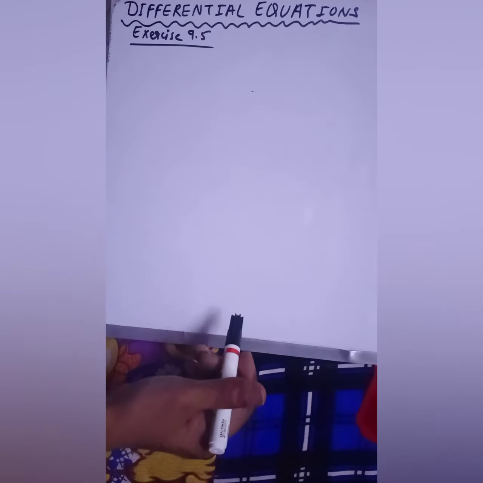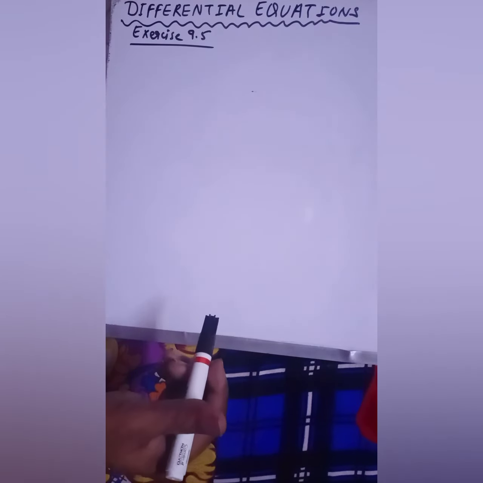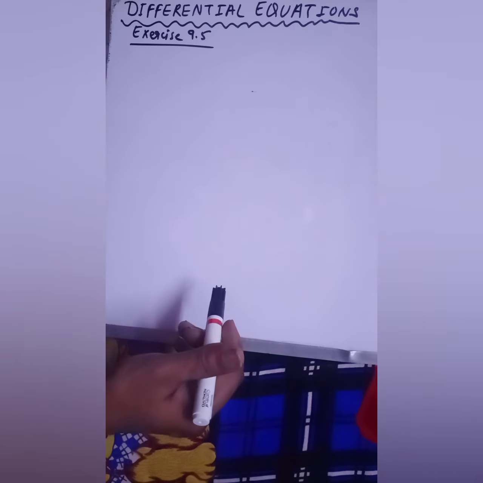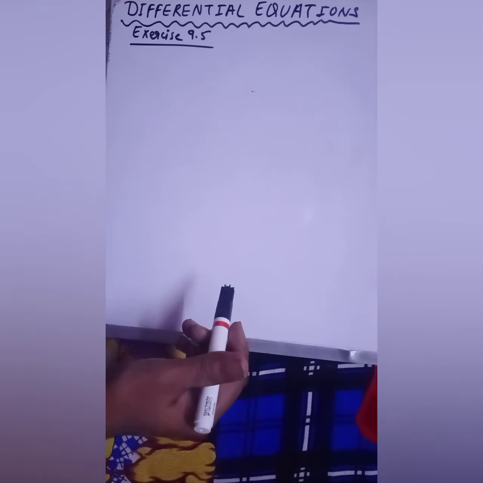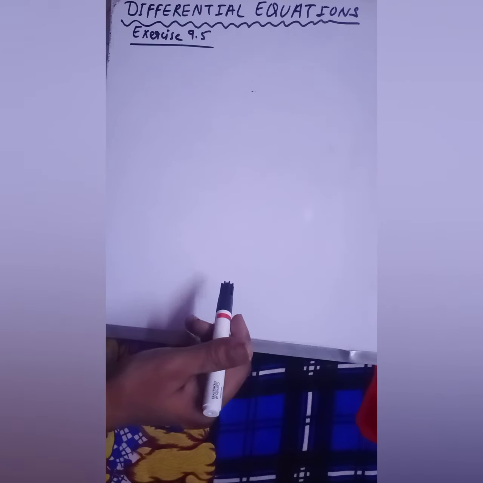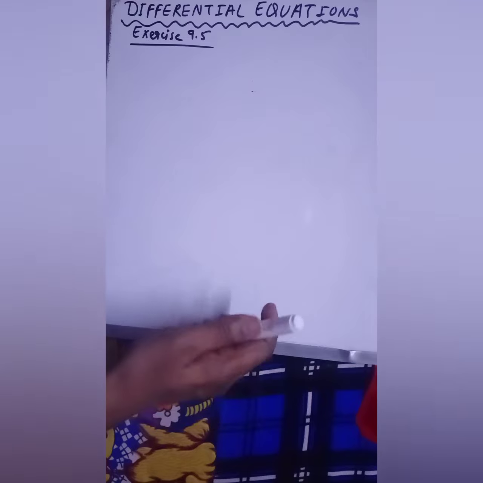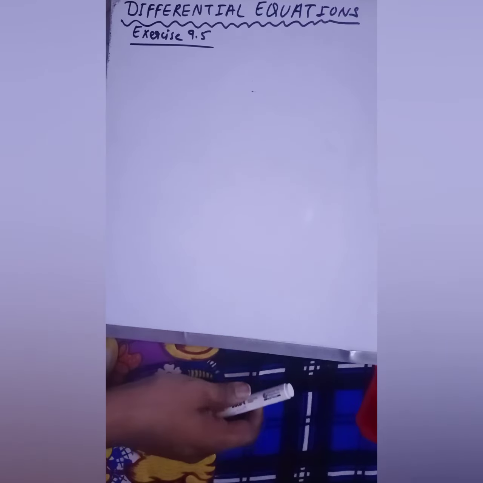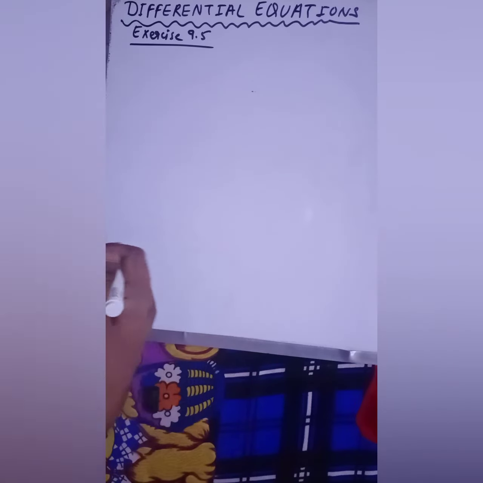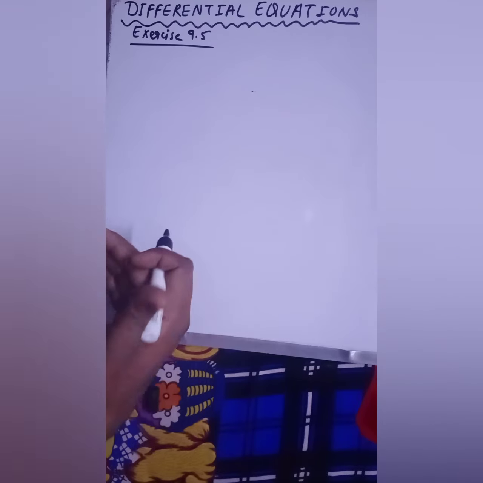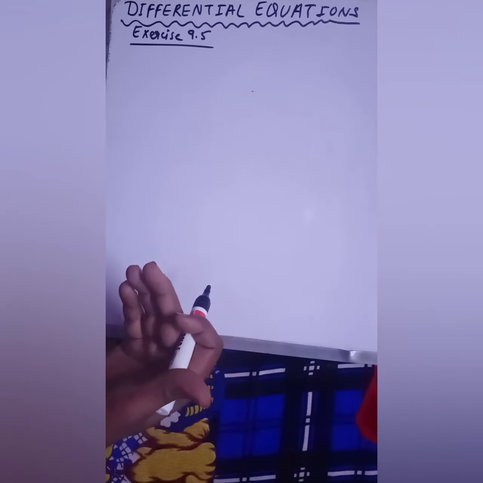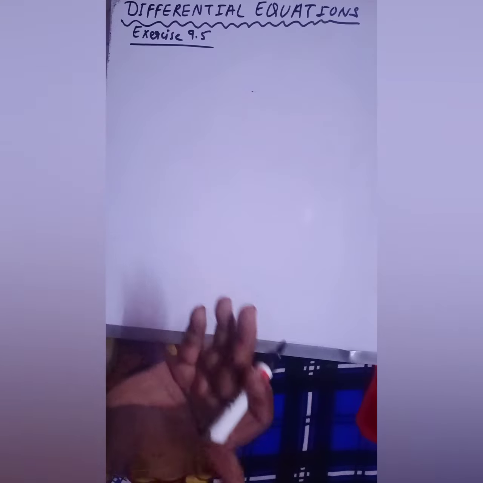Today we will start our next exercise, that is exercise 9.5. This is a very important exercise. 9.5 and 9.6 both are very important exercises. In this exercise, you will learn about homogeneous function. Here I'm doing a first question and I will explain what is a homogeneous function and how you can prove that it is a homogeneous function of required degree.